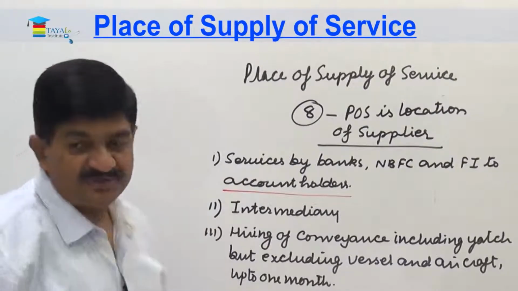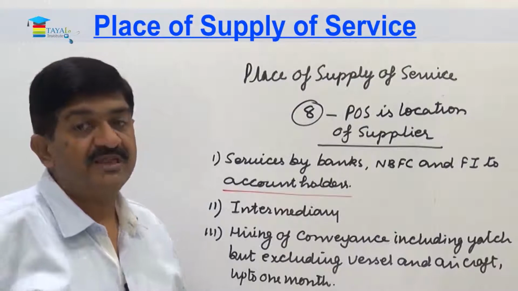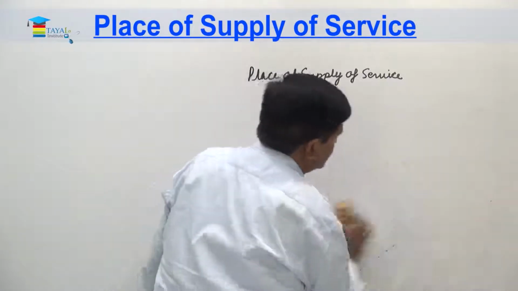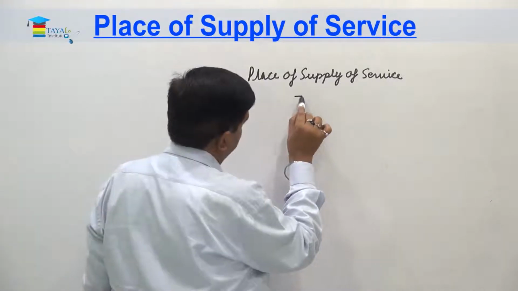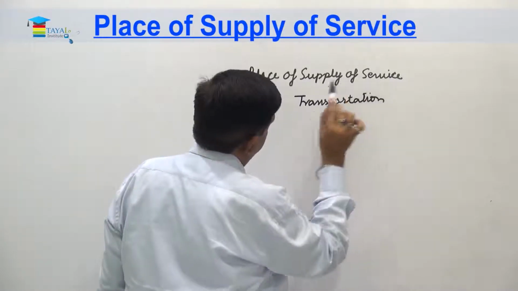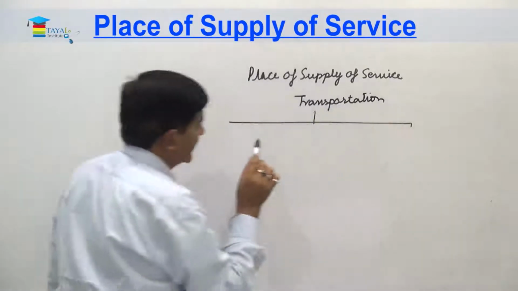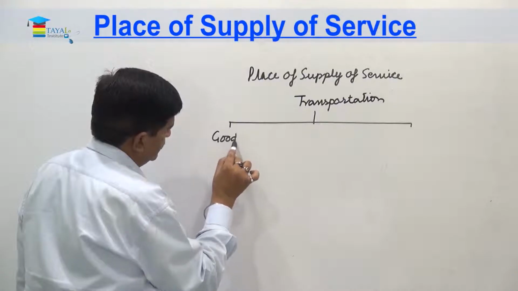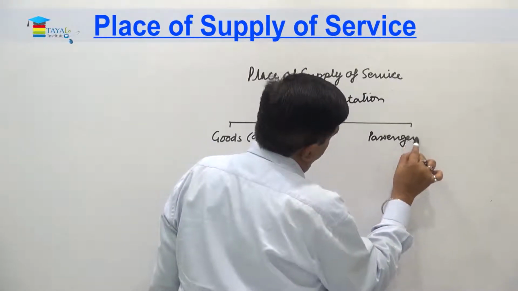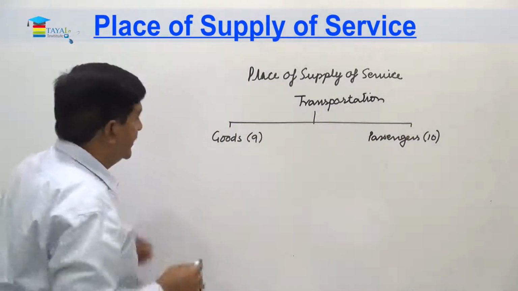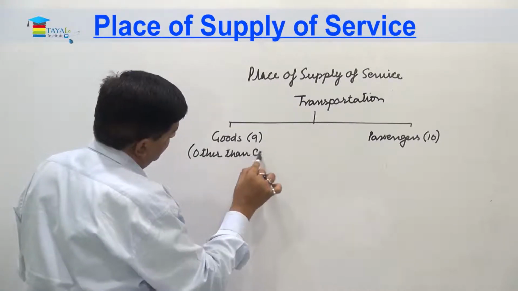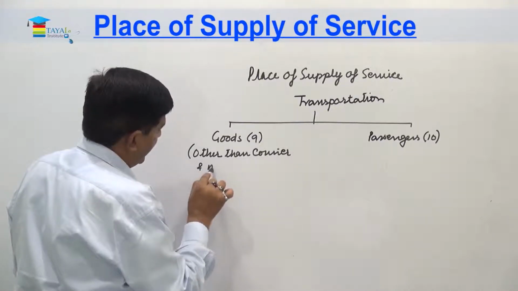Now moving to subsection 9. First we will talk about the transportation of goods, and then we will talk about transportation of passengers. So here I can cover both together. Transportation, here we can have goods, which is subsection 9, and here we have passengers, which is subsection 10. But this is other than courier and mail.